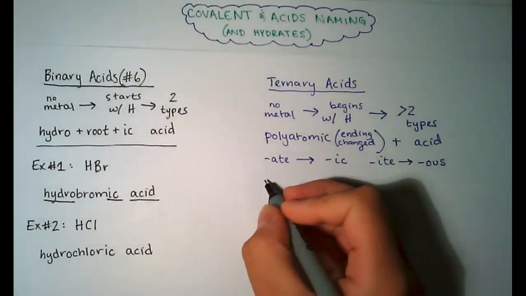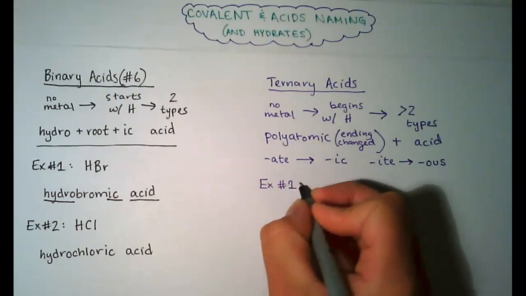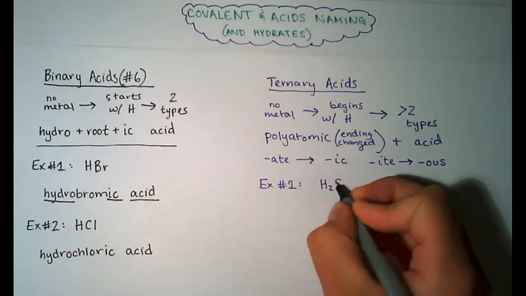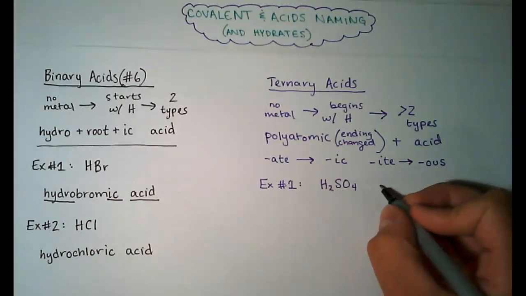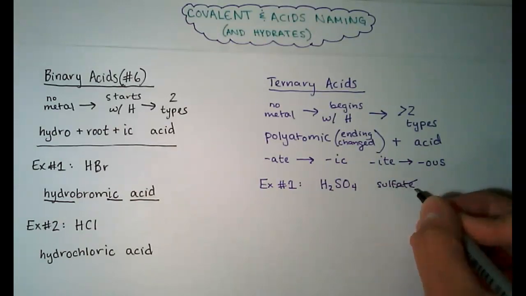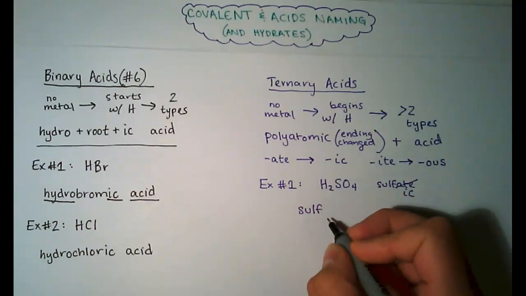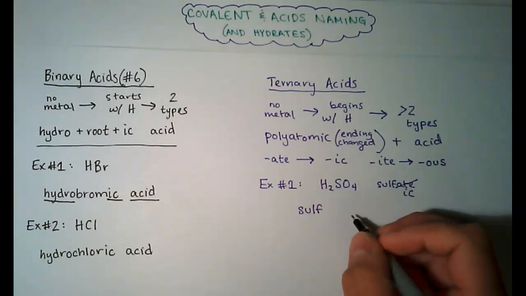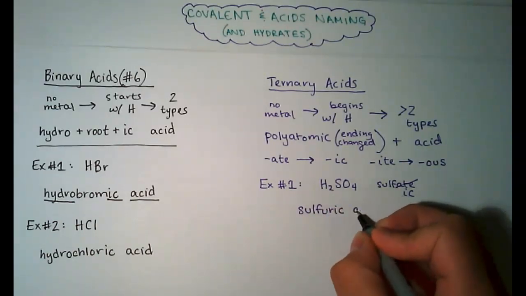So let's do this real quick. Example number 1, we have H2SO4. So this is the sulfate ion. And so we're going to change the ending to ic. So we're going to have sulf. And sulfate and sulfite are actually a kind of weird root. The root is sulfur, sulfuric, and then we just add the word acid.